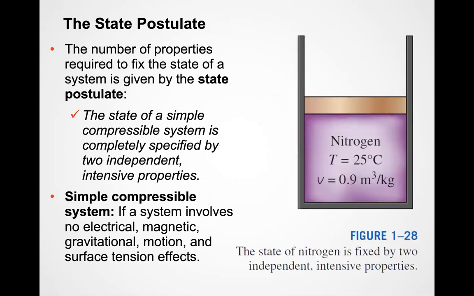All right. First, I want to state briefly the state postulate states that in order to define a system, we need to have it be specified by 2 independent intensive properties. Typically, these are temperature, pressure, or volume.